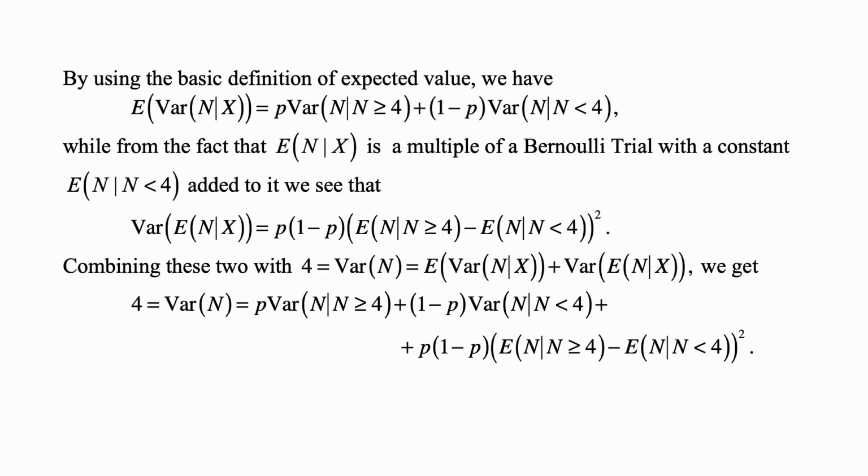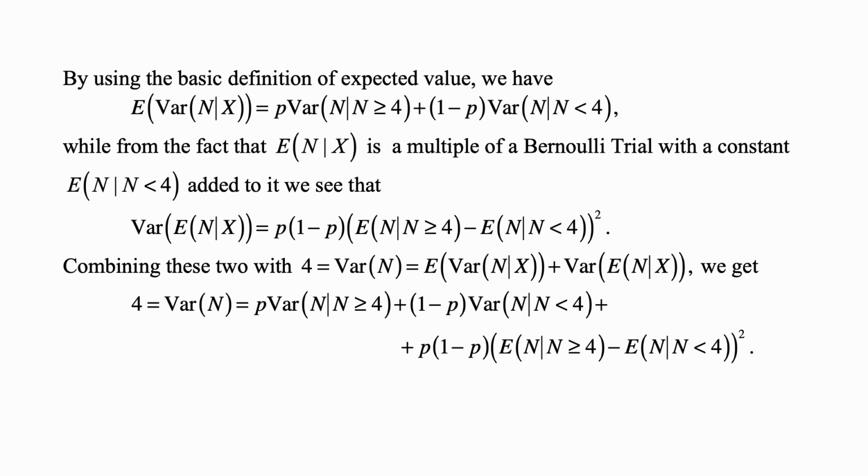Also, the expected value of the variance of n given x is p times the variance of n given that n is greater than or equal to 4, plus 1 minus p times the variance of n given that n is less than 4, because that expression, variance of n given x, is equal either to the first value with probability p or the second value with probability 1 minus p.